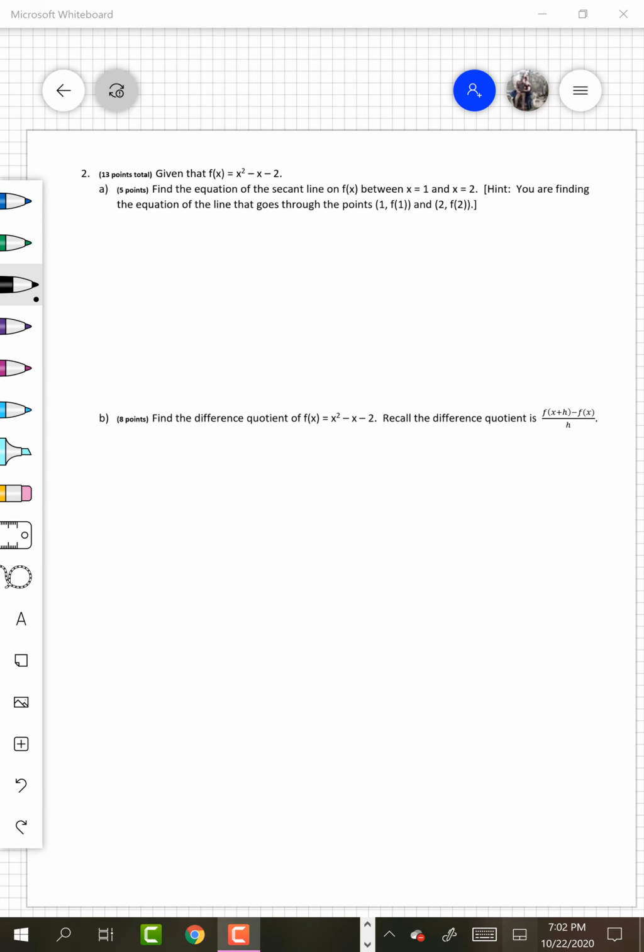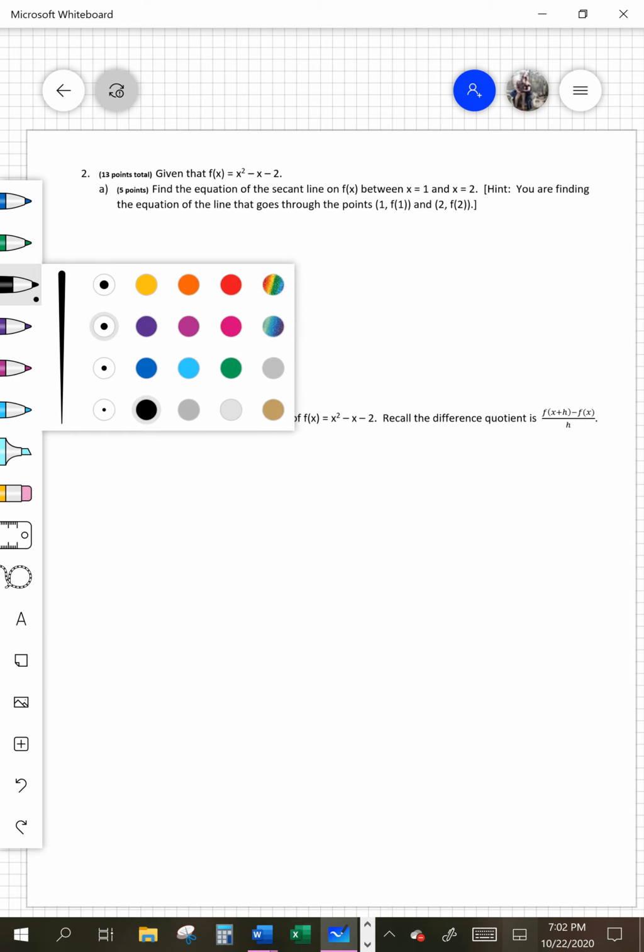Problem 2 states, given that f of x is equal to x squared minus x minus 2, find the equation of the secant line on f of x between x equals 1 and x equals 2. So I gave you a hint there. You are finding the equation of the line that goes through the points (1, f of 1) and (2, f of 2). So we want to find our points when x equals 1 and x equals 2.